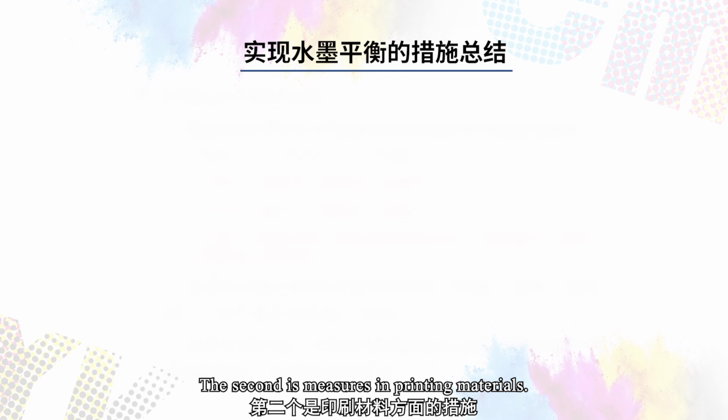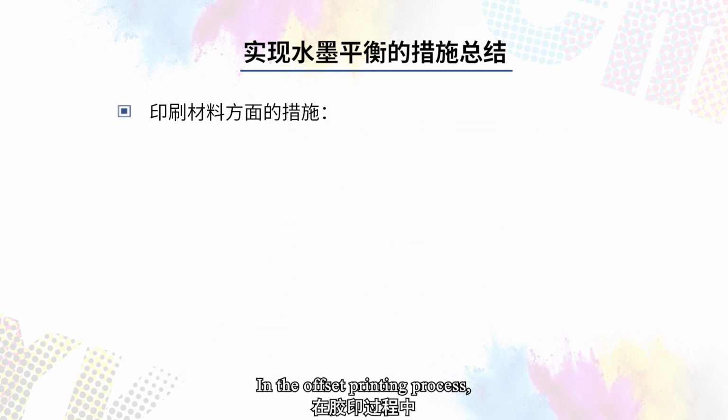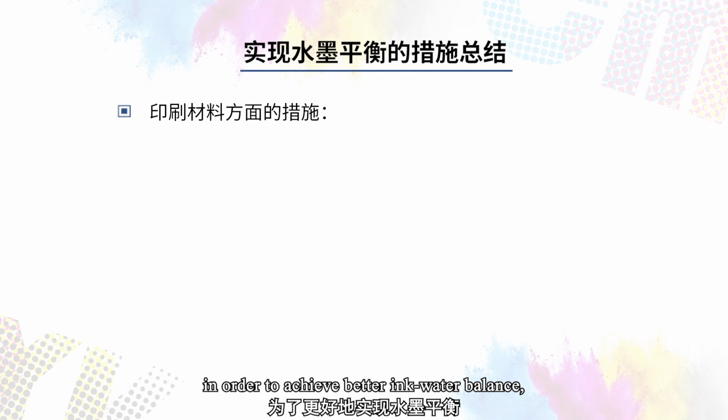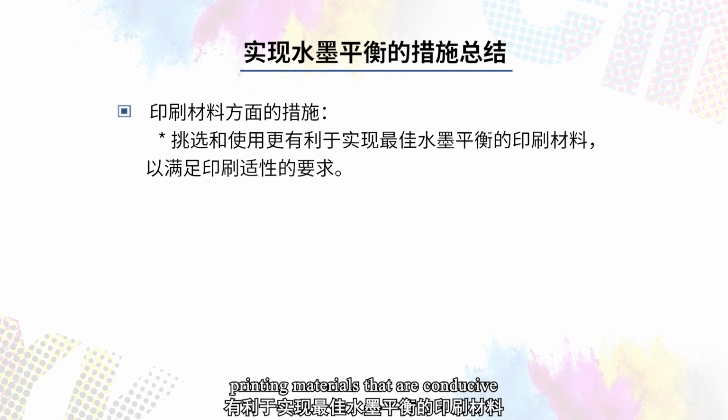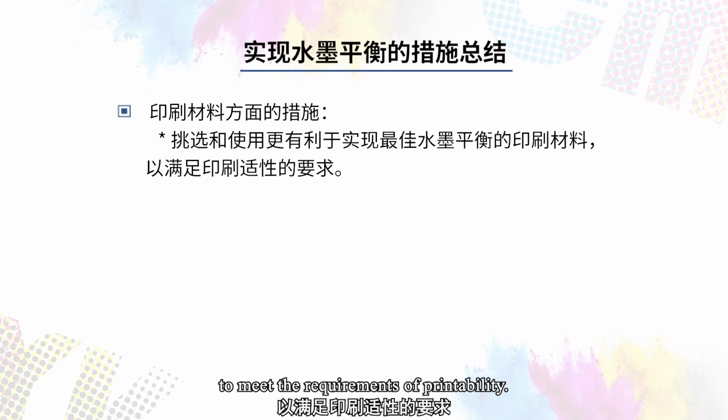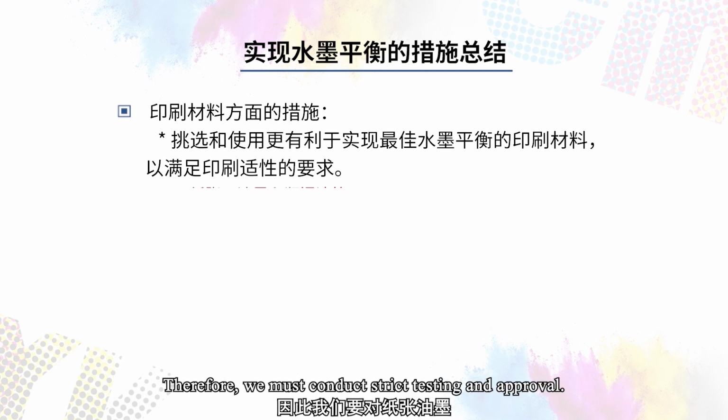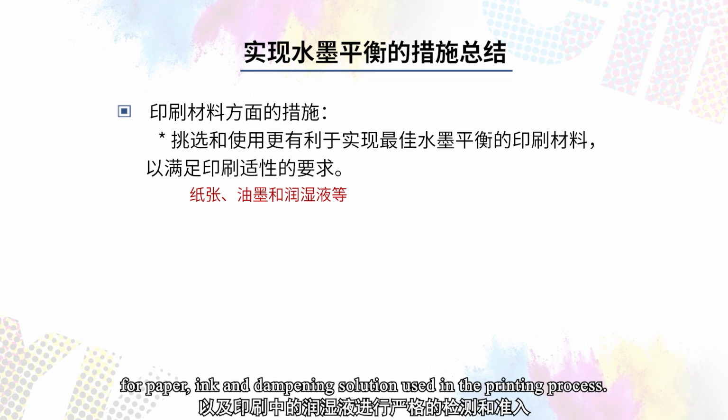The second is measures in printing materials. In the offset printing process, in order to achieve better ink-water balance, we need to choose and use printing materials that are conducive to achieving the best ink-water balance to meet the requirements of printability. Therefore, we must conduct strict testing and approval for paper, ink, and dampening solution used in the printing process.